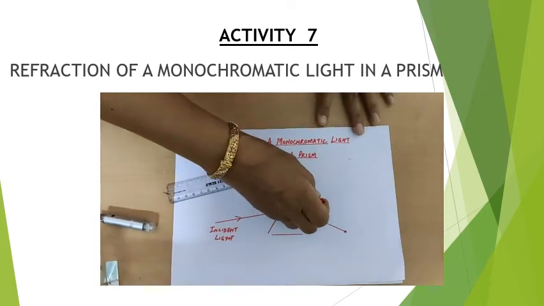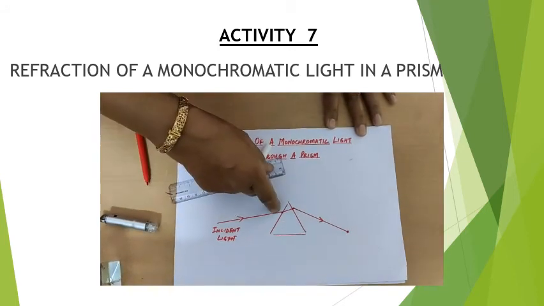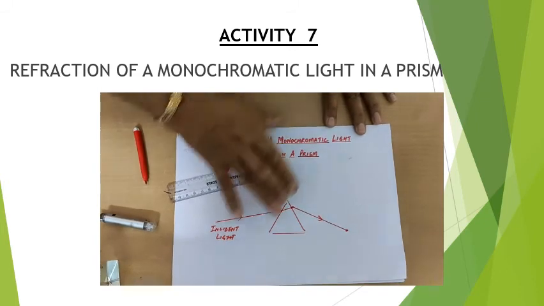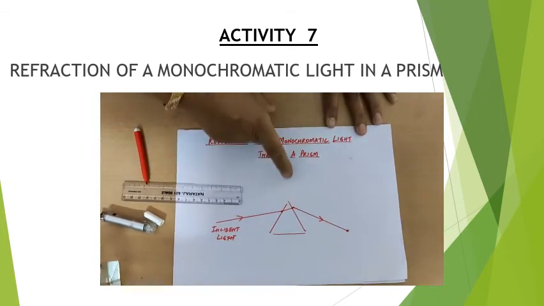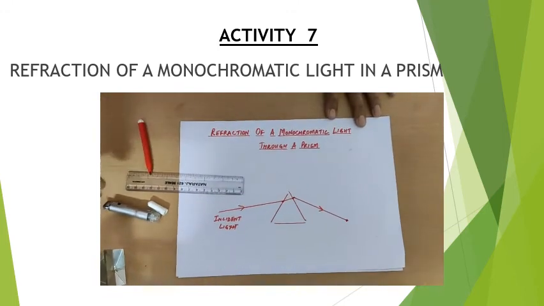But the thing that has to be noted here is that a single light entered and a single light came out of the prism. There was no dispersion of light. So a monochromatic light does not disperse in the prism because it is made up of a single wavelength.